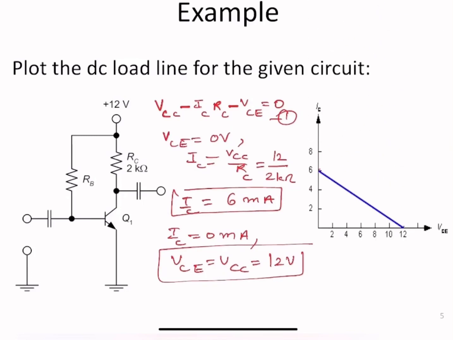Now the solution of this particular example is, in this figure, 12 volt which is VCC, and 6 milliampere which is IC for VCE is equal to 0. This is the load line for this particular circuit.